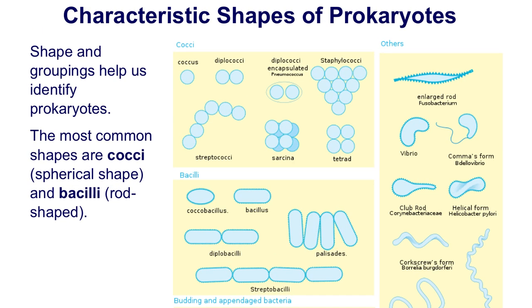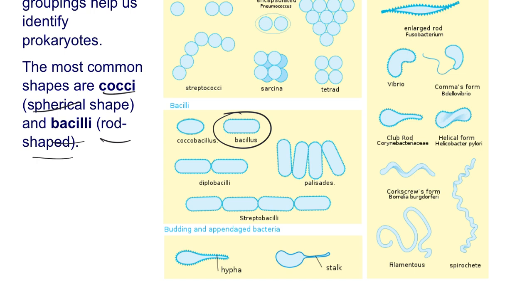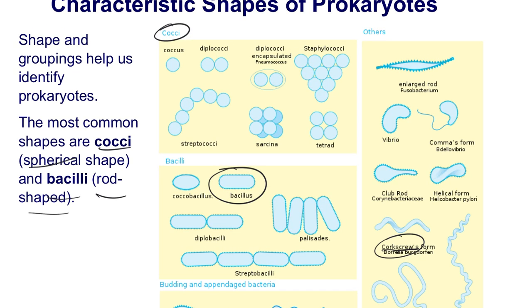Okay, there's different shapes of bacteria. You should know some of these. Cocci is spherical. Bacilli is rod shape. Then we have some other weird shapes: comma shape, corkscrew shape, club shape, helical. Okay, anyway, those three you should recognize: bacillus, corkscrew, and cocci.